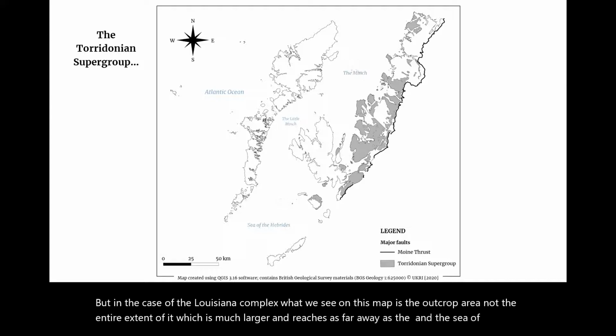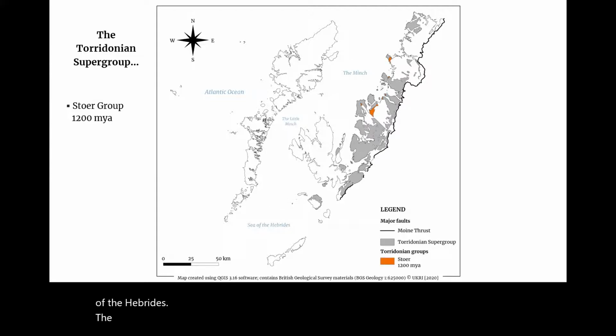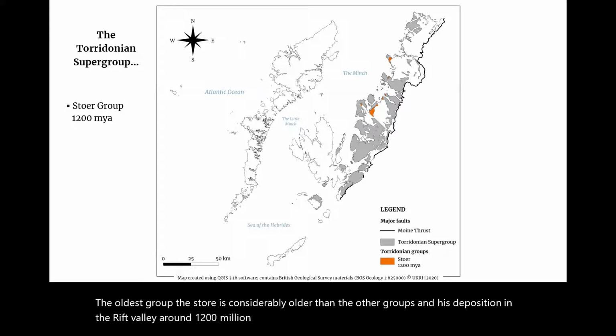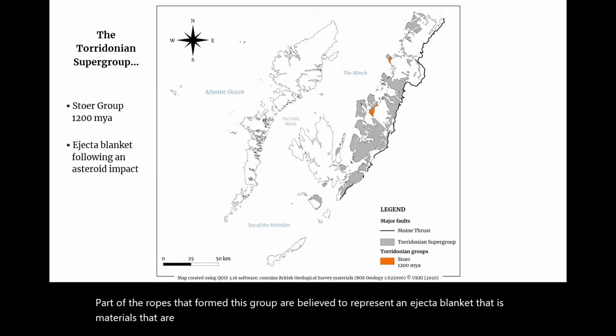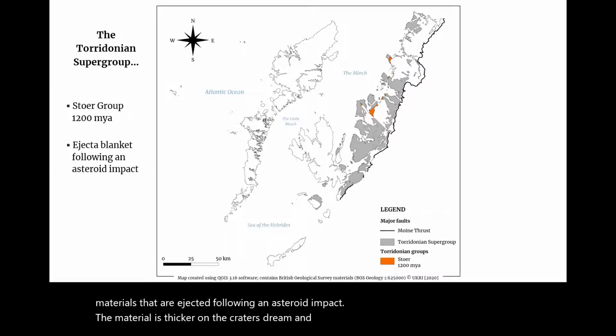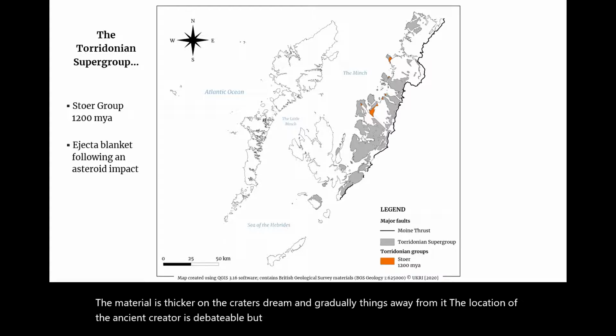The oldest group, the Stoer, is considerably older than the other groups, and its deposition in a rift valley around 1,200 million years ago is sometimes believed to be related to the final breakup of Columbia. Part of the rocks that form this group are believed to represent an ejecta blanket, that is, materials that are ejected following an asteroid impact. The material is thicker on the crater's rim and gradually thins away from it. The location of the ancient crater is debatable, but is assumed to be located on the seafloor separating mainland Scotland from the Isle of Lewis.